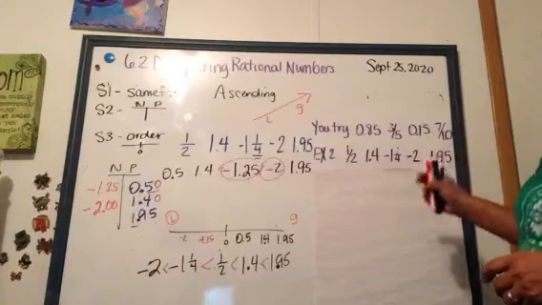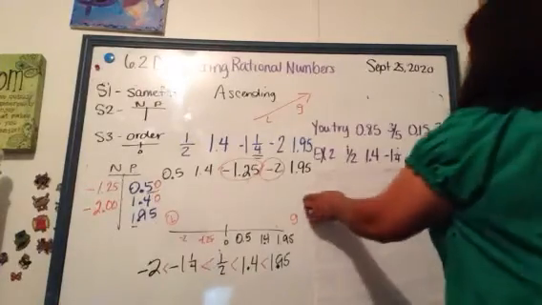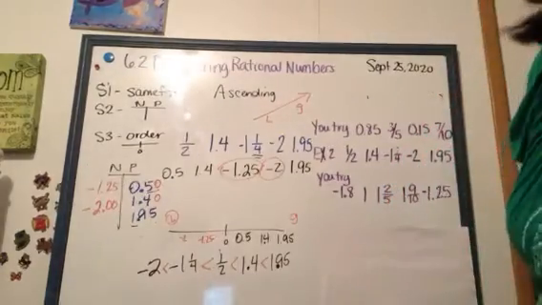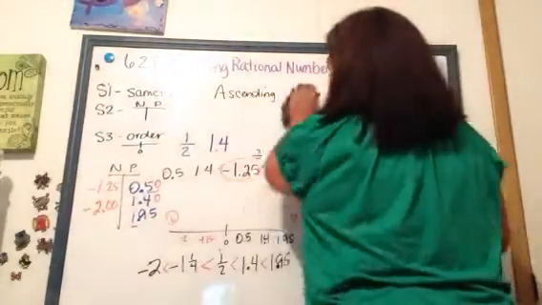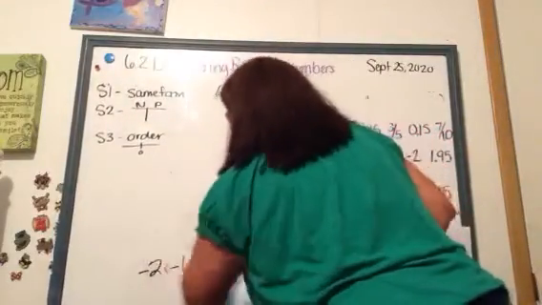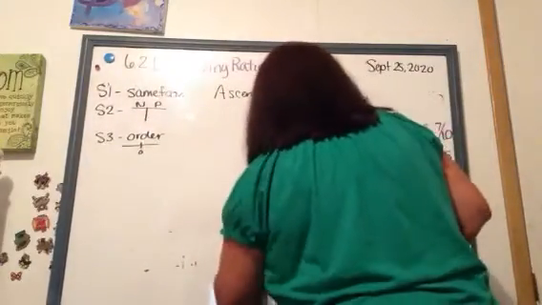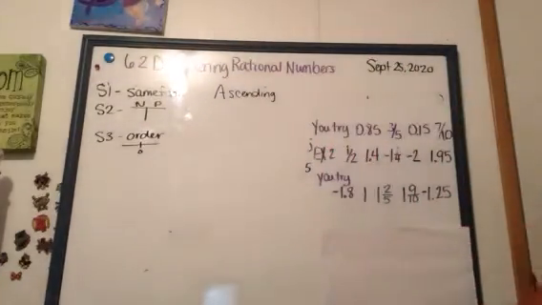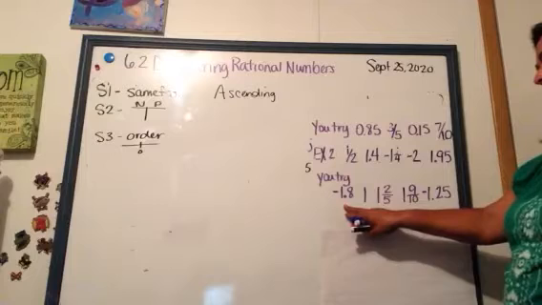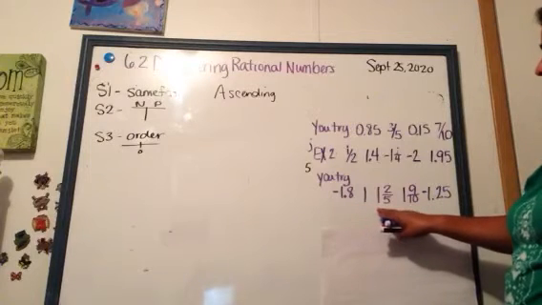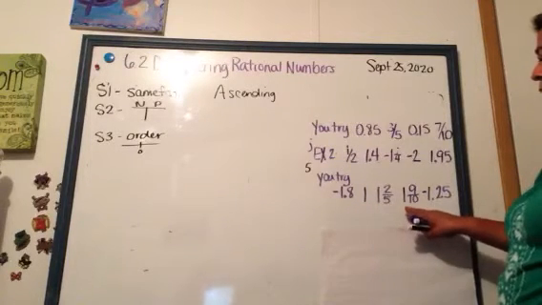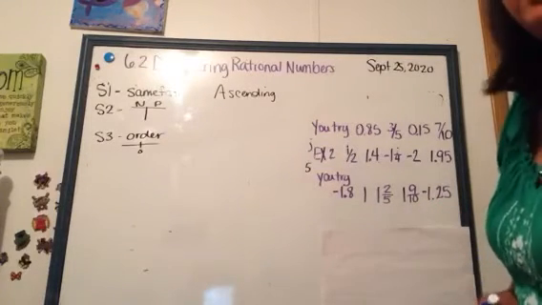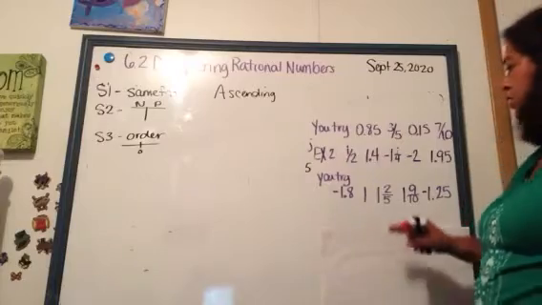So you have one more to try, and this one you're going to try by yourself, and then we will go over the answers. Okay? So I'll write down your numbers just in case you need them. All right, so your numbers are negative 1 and 8/10, 1, 1 and 2/5, 1 and 9/10, and negative 1 and 25/100. All right, pause the video, and I want you to set this up.